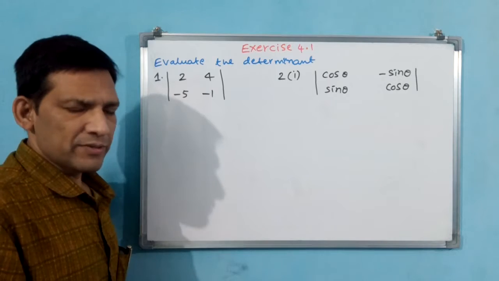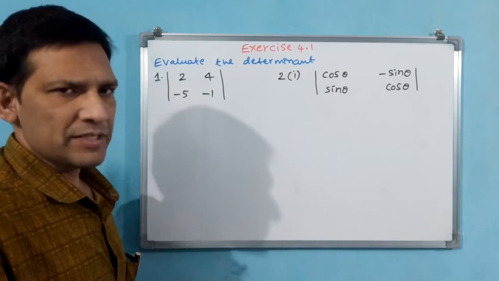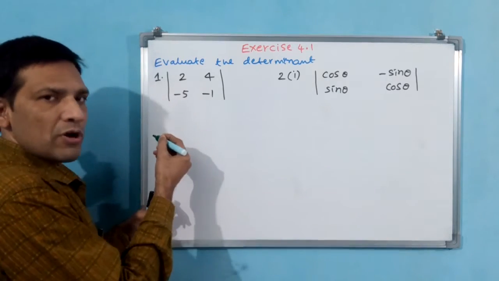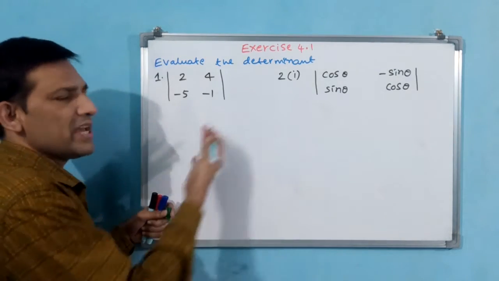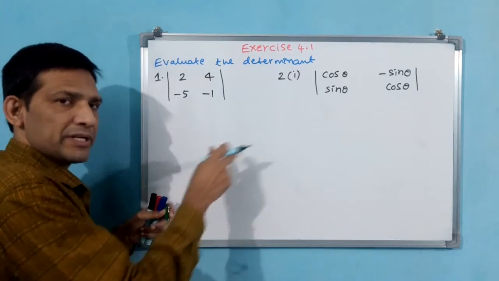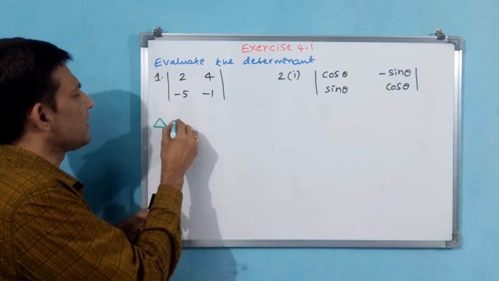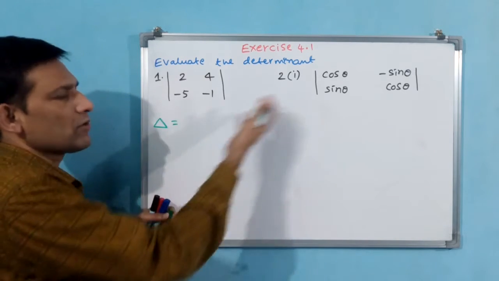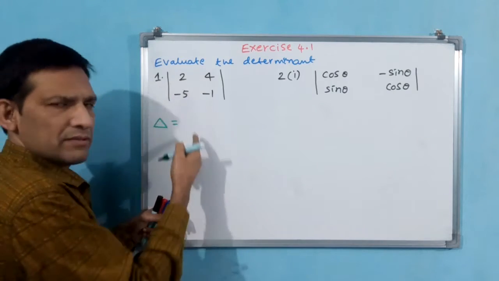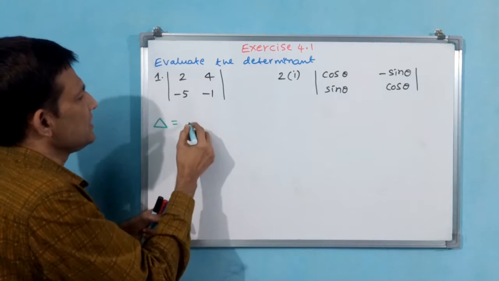See, the determinant we know how to find: AD minus BC, for A, B, C, D. But you see, what notation you have to give? Because A and all they have not given. Or else you have to take let A be equal to, and write determinant A. Or else directly we can write delta, because they have not mentioned any name. Delta is equal to, directly I am writing, AD minus BC.